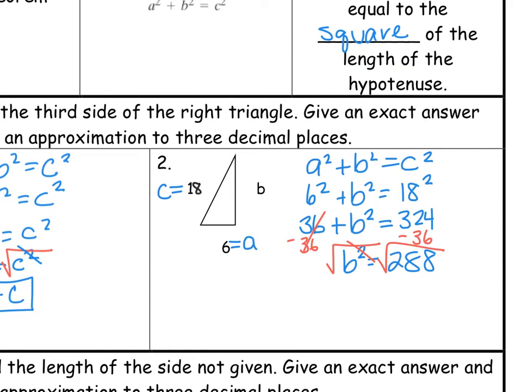A square root cancels a squaring, and the square root of 288, rounded to 3 decimal places, is 16.971. And you can plug that back into the calculator. If you do 6 squared plus 16.971 squared, it should come really close to 18 squared.